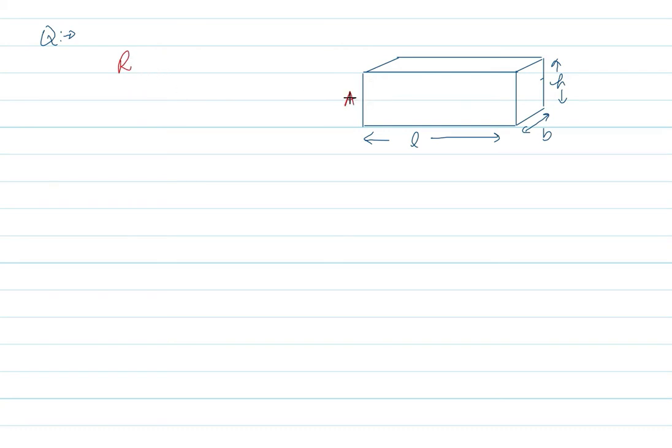Suppose the left sided face is A, right sided is B, upper sided face is C, and lower sided face is D. Okay, you can see that there are 6 faces in this cube, and we are supposed to find the resistance ratio across AB and across CD. Also we are given one relation that L is to B is to H is 3 is to 2 is to 1, right? This is the problem, this is the profile.